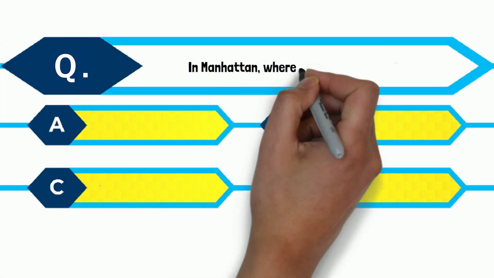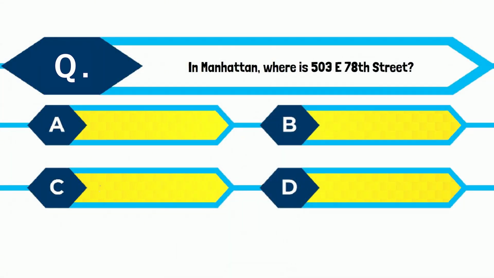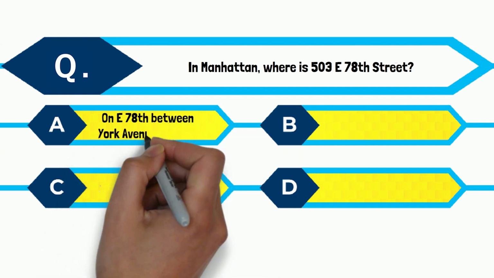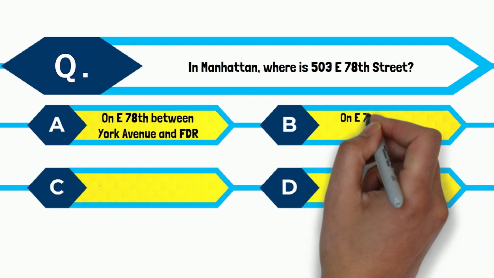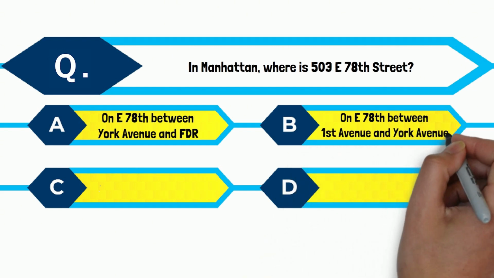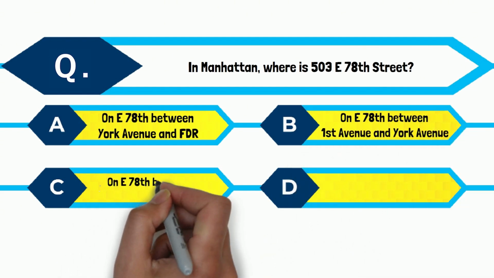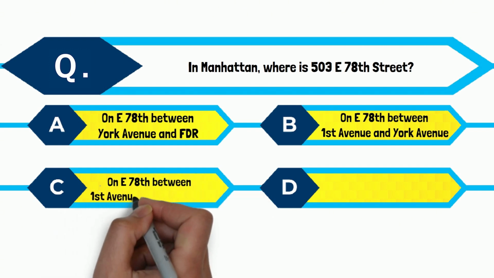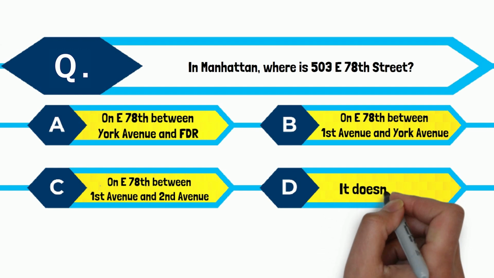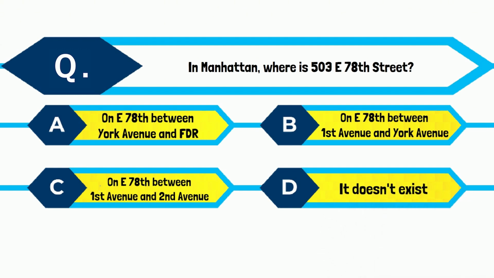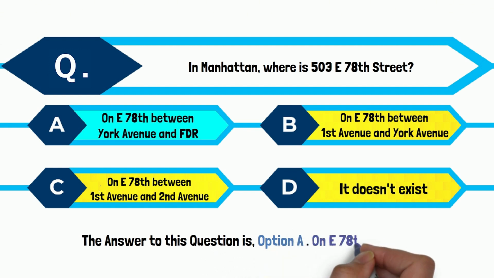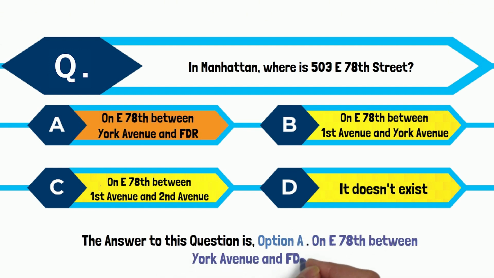In Manhattan, where is 503 East 78th Street? Option A, on East 78th between York Avenue and FDR. Option B, on East 78th between 1st Avenue and York Avenue. Option C, on East 78th between 1st Avenue and 2nd Avenue. Option D, it doesn't exist. The answer to this question is option A, on East 78th between York Avenue and FDR.